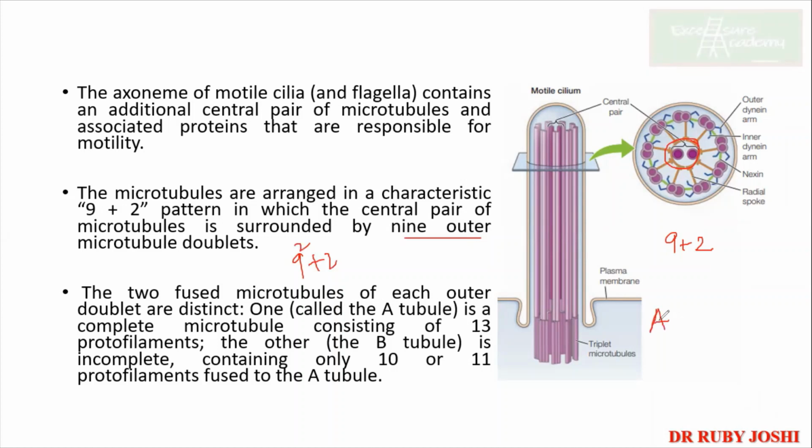Now the two fused microtubules of each outer doublet are distinct. A, which is the A1, is the complete microtubule which has 13 protofilaments. The other one is the B tubule, which is incomplete and contains only 10 to 11 protofilaments and is fused to the A tubule. This also we have covered.